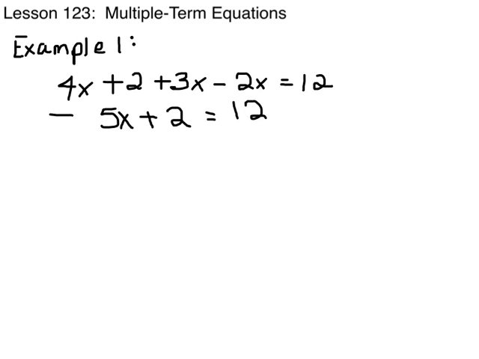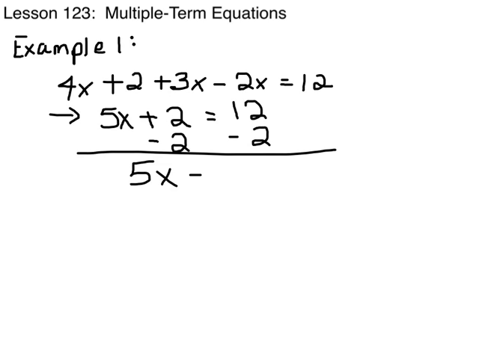Now this looks much more like what you're used to doing, right? So you subtract 2 from each side. 5x now equals 10. And to get x by itself, you have to get rid of that 5, so you divide both sides by 5, and x is equal to 2.